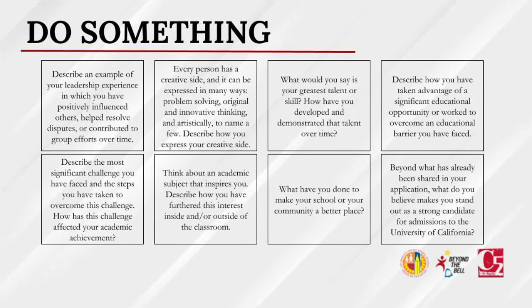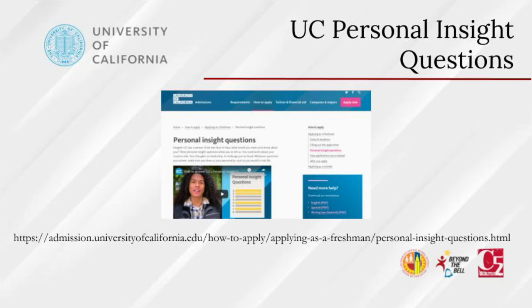Do something. Here are the 8 PIQ questions from the 2019 and 2020 UC application. Decide which 4 you want to write about and jot down some ideas that relate to that topic. If you need more guidance, please visit this website here.